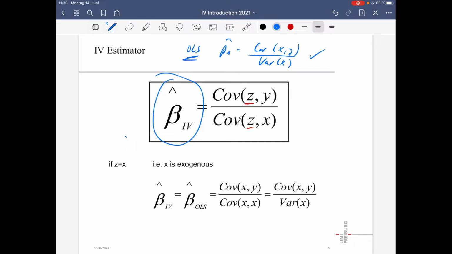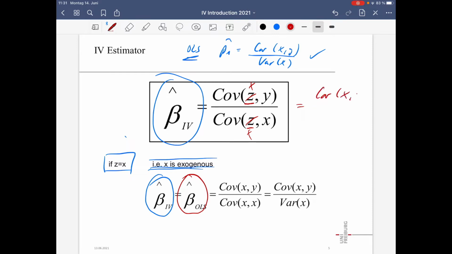That's the first thing we can observe here. And the second thing is, if z, the instrument, is identical with x, so that we do not have a heterogeneity problem, right? So if we do not have heterogeneity and we do not need an instrument, then you see that the IV estimator is identical to the OLS estimator, because if you insert x here, and here also x, then this turns out to be covariance xy.